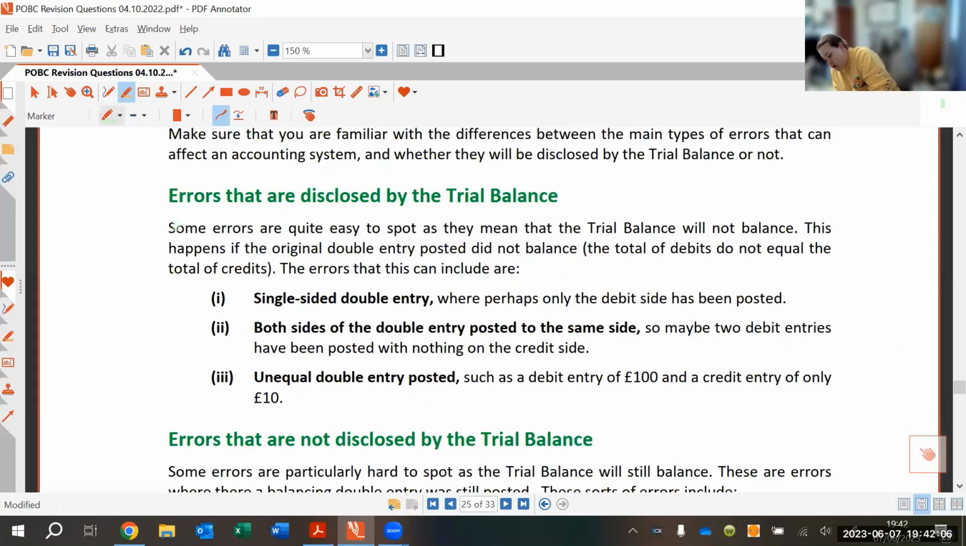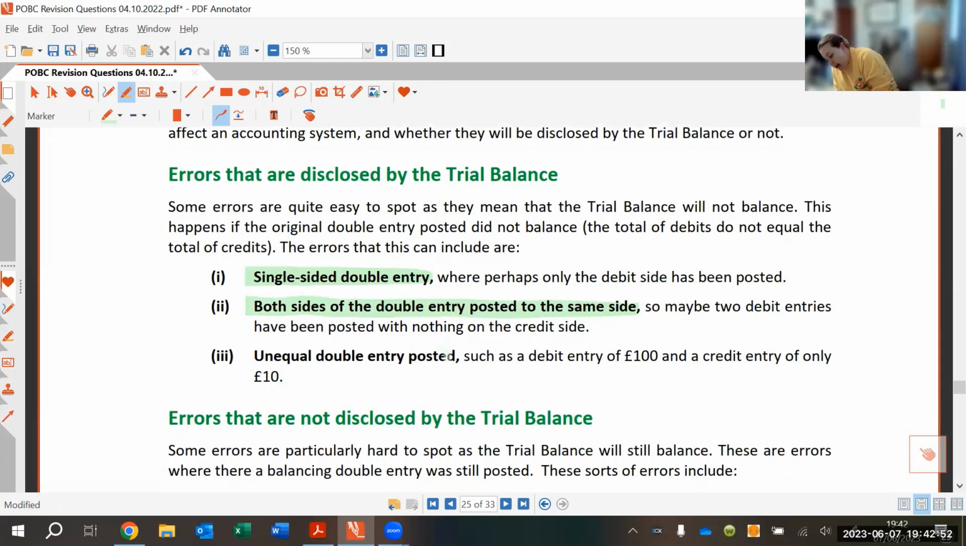First of all, the single-sided double entry. It could be that out of a transaction where you're expecting a debit and a credit, only the debit got posted. To correct that error, you need to post the credit side of the entry. You may get one where both sides of the double entry have been posted, but they've posted each of those lines as a debit when it should have been one debit and one credit. In that case, you would need to remove the incorrect debit entry and post it correctly as a credit. That's one of those where you have to double up the amount to remove the incorrect entry and post it correctly in the same sort of go.